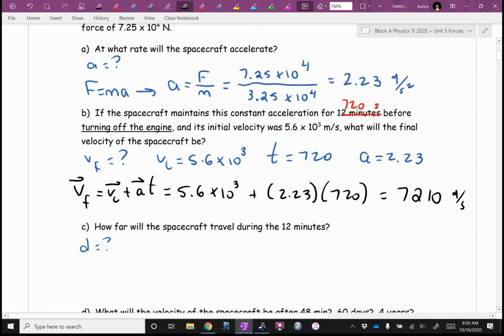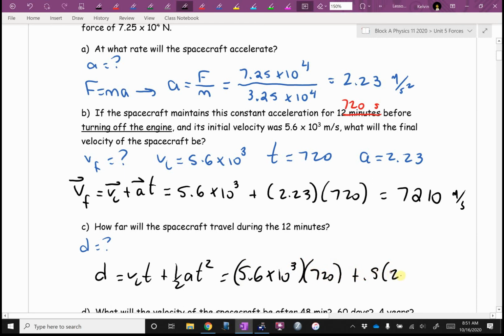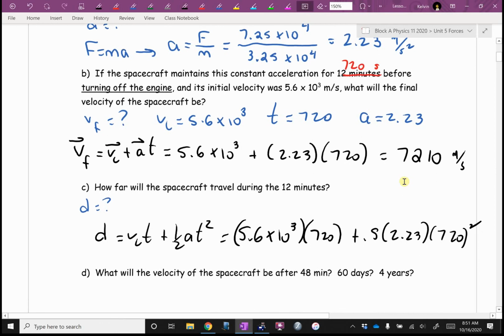The only problem is now, Kiana, I will use the 2.23 because I don't have it on my answer button anymore. Or I could quickly retype it if I wanted to be really, really accurate. I could retype part A into my calculator and store it. Nah. It's going to be 5.6 times 10 to the third times 720 plus 0.5 times 2.23 times 720. Don't forget the squared. There's one person that did forget the squared on their test a couple of times. Or they wrote it and didn't type it.